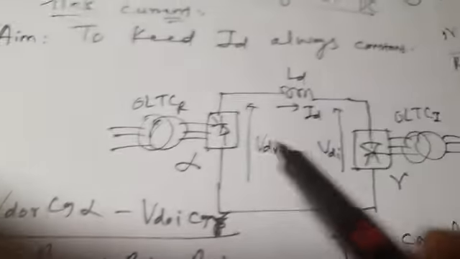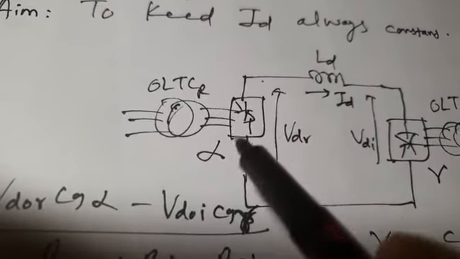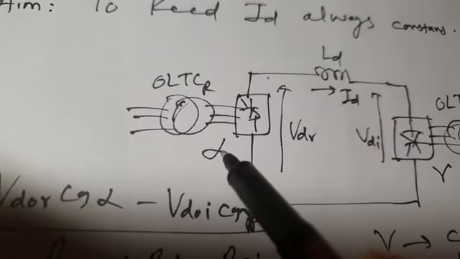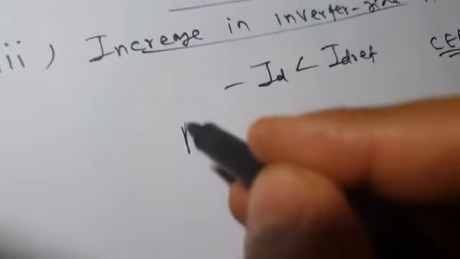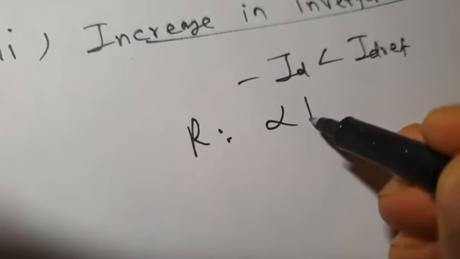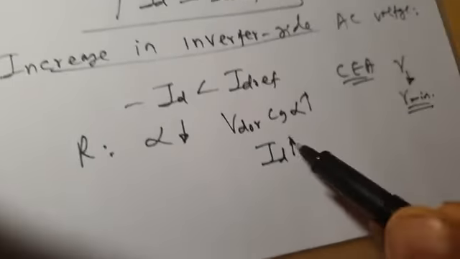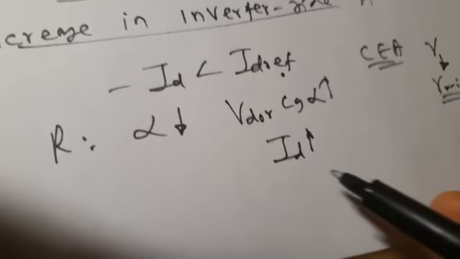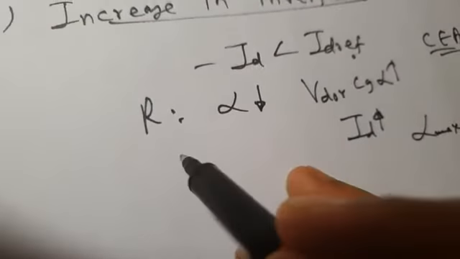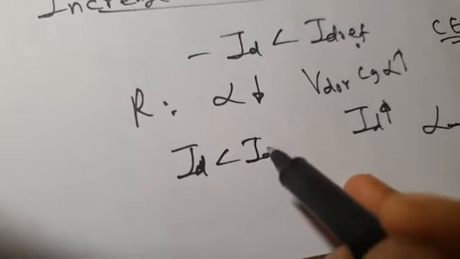So what is the other possibility? The rectifier side controller will operate. It has to increase the current, so it will decrease alpha. So on the rectifier side, alpha decreases. When alpha decreases, VDOR cos alpha increases. That increases current, and it is now possible that current becomes equal to ID ref. But if current has not become equal to ID ref, you may say it may further decrease alpha, but alpha min is 5 degrees. Let us suppose it has already reached this minimum threshold, 5 degrees, and ID is still less than ID ref. Then what will happen?